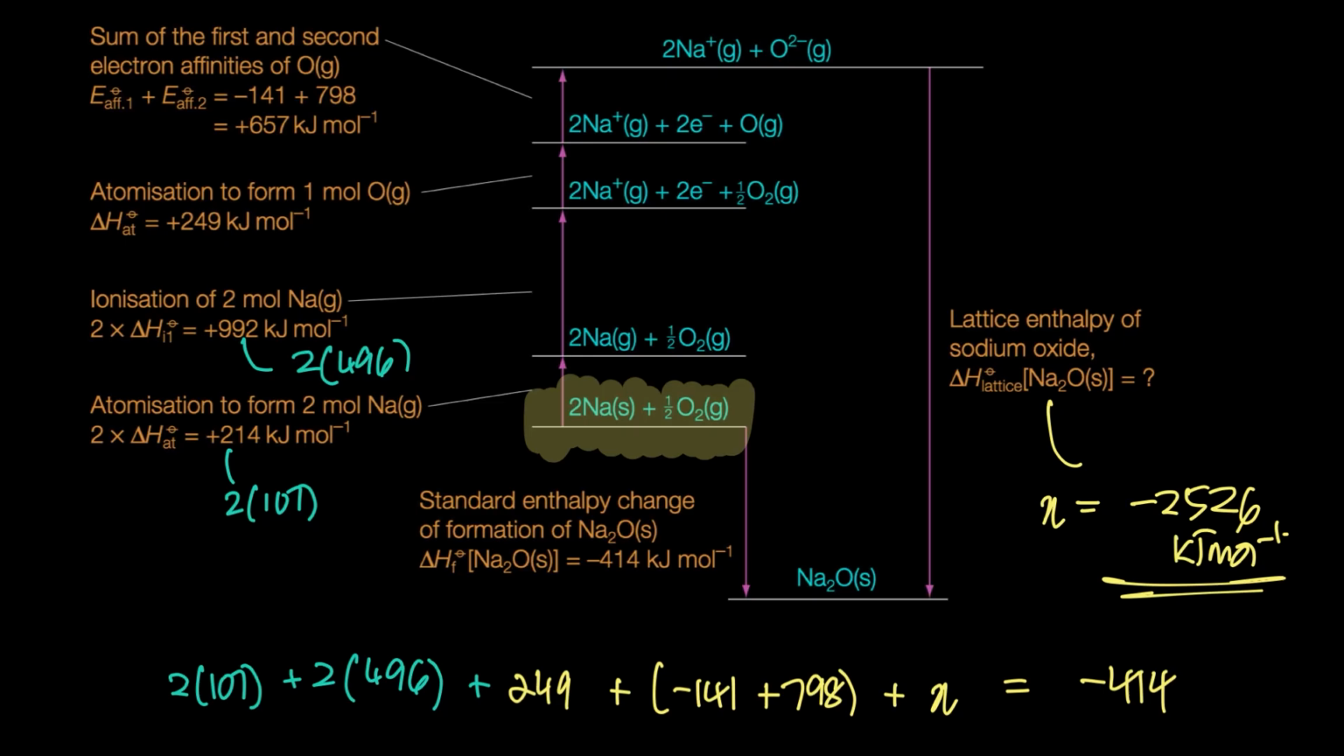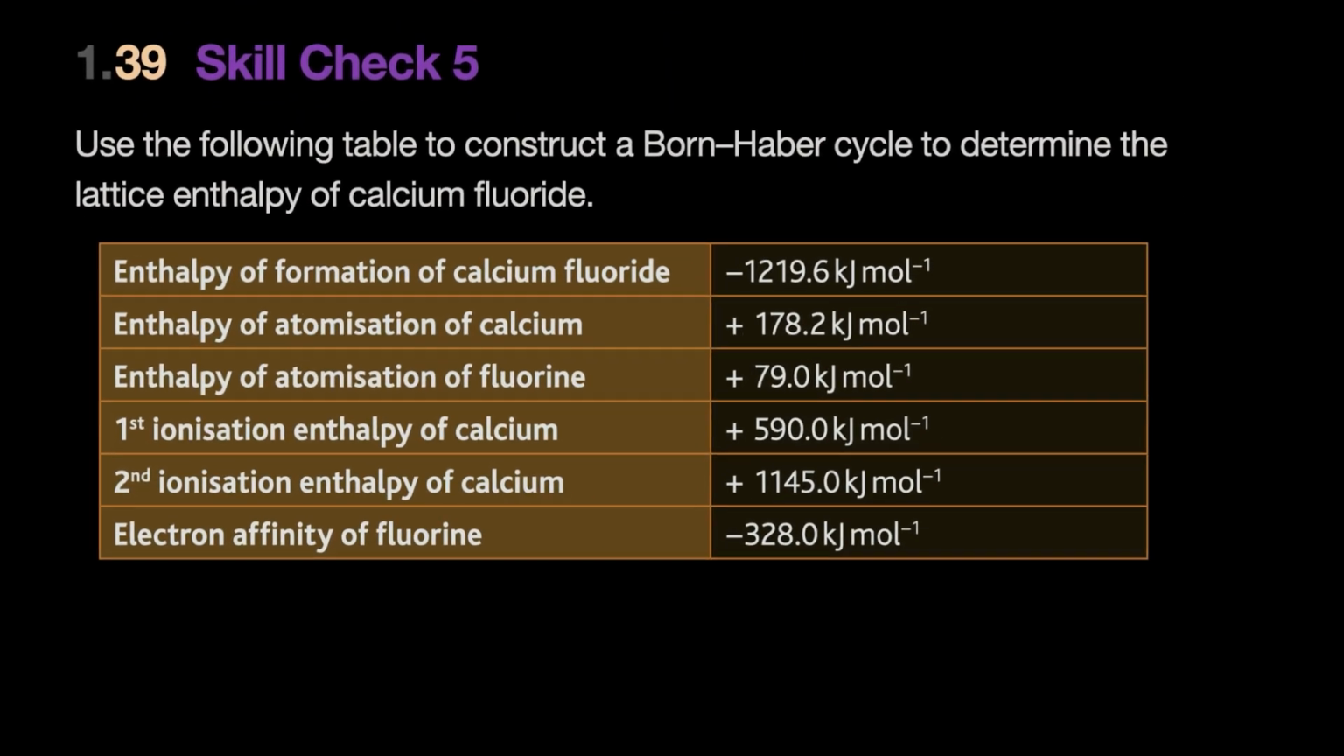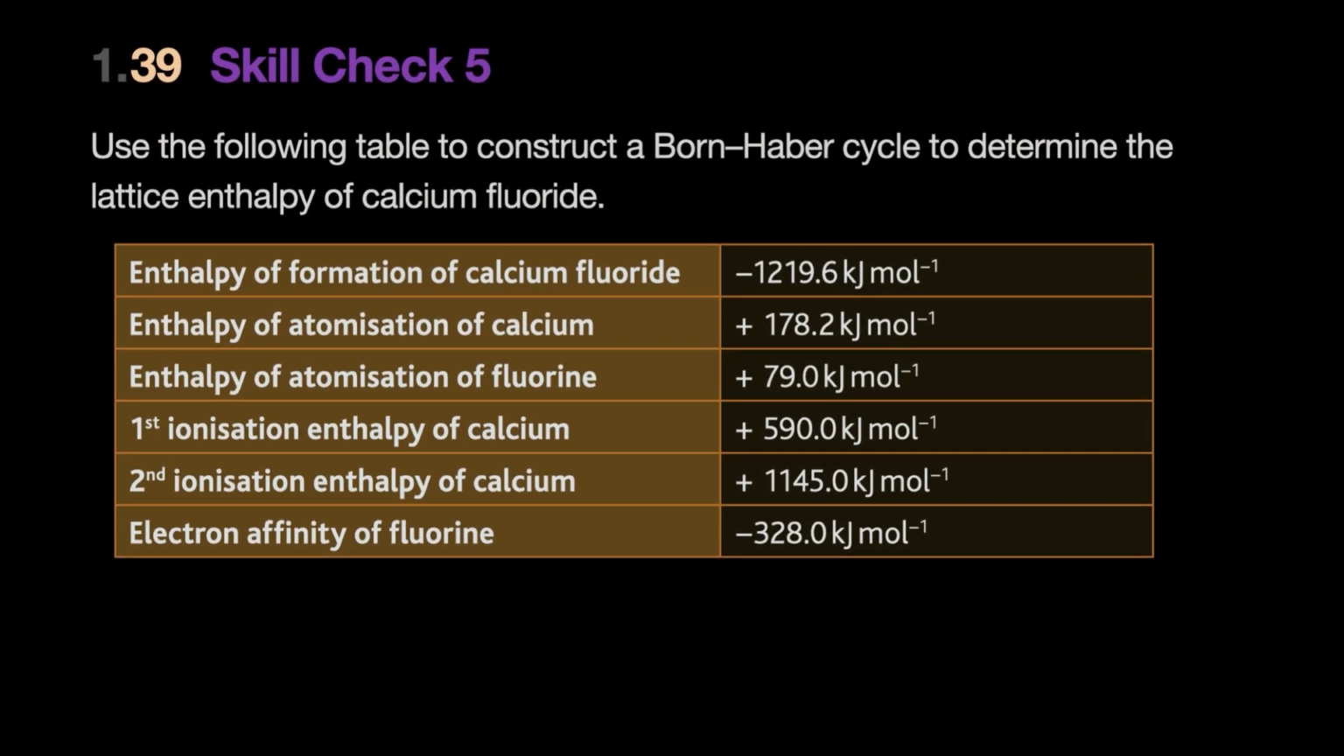Now, having seen these examples, what I'd love to do is have you try this out: draw a Born-Haber cycle, draw the whole thing, and find the lattice enthalpy of calcium fluoride, which is CaF2, which will involve the first and second ionization energies of calcium and 2 fluorine atoms, atomization of fluorine and electron affinity of fluorine times 2 each, and draw that whole thing out to find the lattice enthalpy of calcium fluoride.